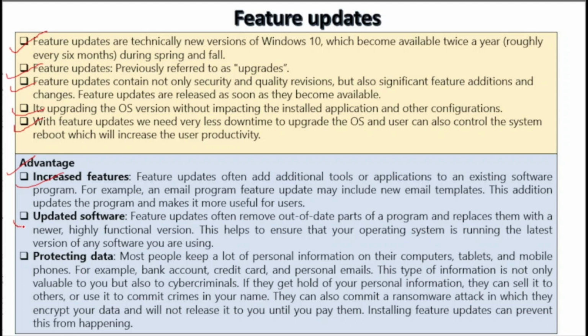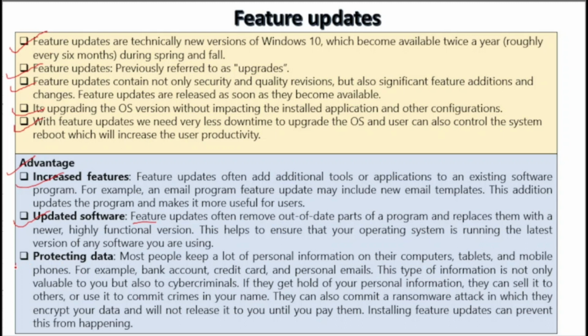Feature upgrades provide updated software. Feature updates often remove out-of-date parts of the program and replace them with a newer, highly functional version. This helps to ensure that your operating system is running the latest version of any software you are using.